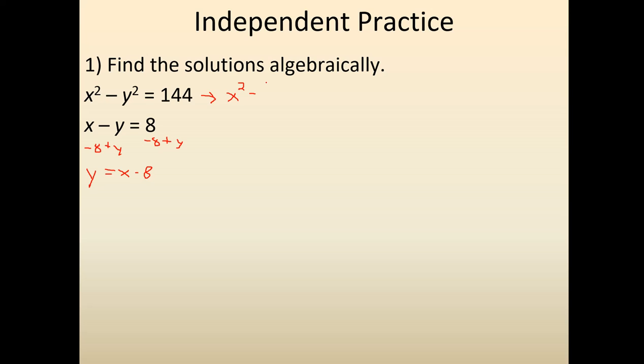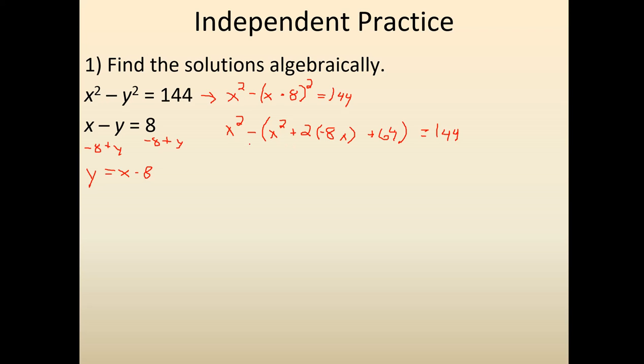So when I do the same thing, I take this, plug it into my nonlinear equation, I get this. So now I have x squared minus, and if you remember, I can expand this quickly by just doing x squared plus 2 times negative 8x plus 64 equals 144.